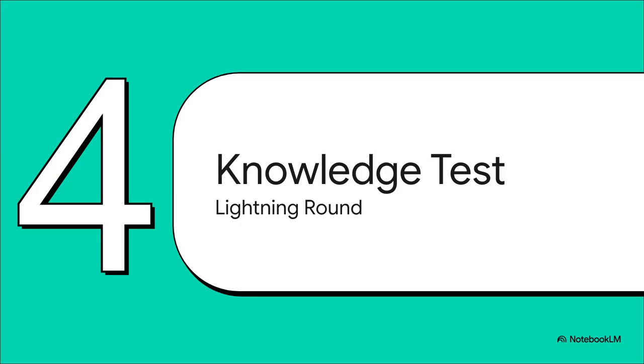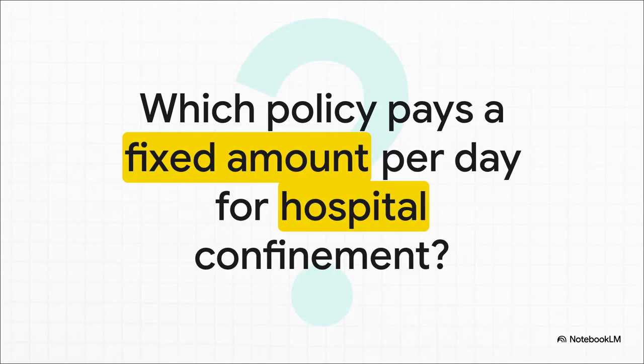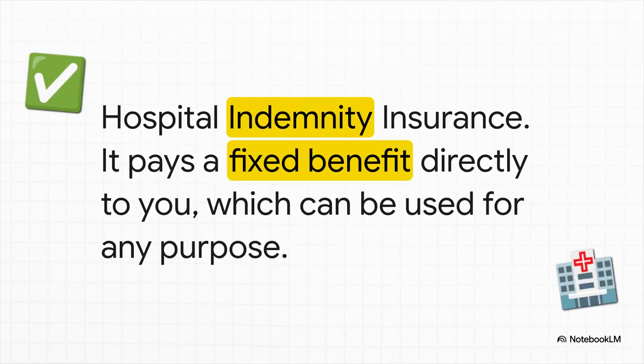Okay, we have thrown a lot of information at you. Let's do a quick lightning round to see what's really sticking. You ready for this? First question, let's say you have a policy that pays you a flat $200 for every day you're stuck in the hospital. What kind of policy is that? That would be a hospital indemnity policy. It pays a fixed benefit directly to you, and it doesn't matter what the hospital bill says. It's designed to help cover all those other costs that pop up when you're sick.